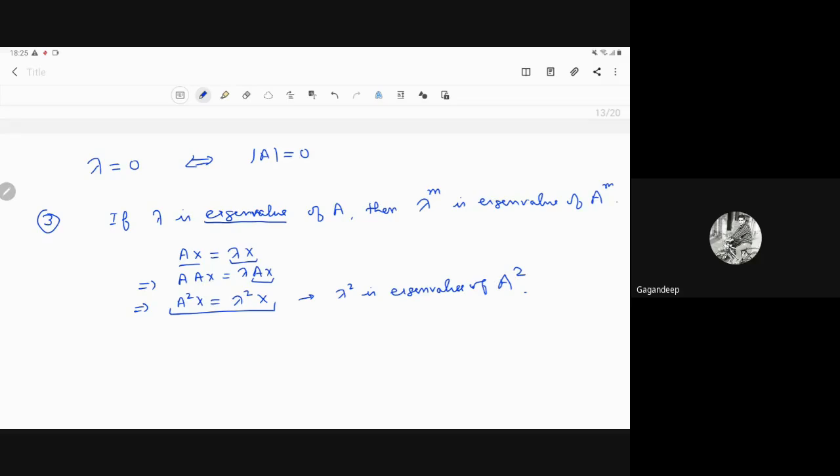Is it right? Yes. In place of lambda, you are saying lambda square. In place of A, you are saying A square. It's exactly the definition of eigenvalue. So now you understand, if I again multiply by A, then it would be A square, I can replace by lambda square X, and you can continue. So in general, you can say lambda power m is eigenvalue of A power m, right?